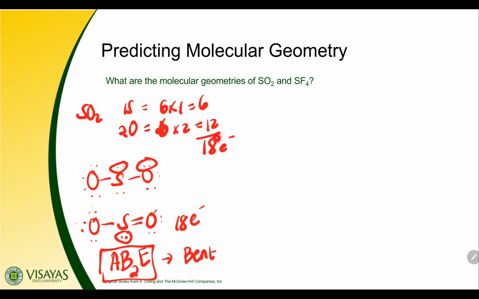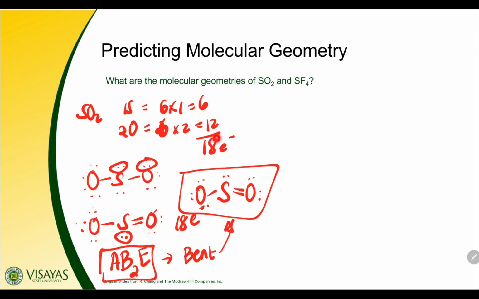So to draw SO2, we have our sulfur in the center, and then we have our 2 oxygen atoms and a lone pair on the sulfur. Then we complete the lone pairs on the oxygen as well. Okay, so that is SO2, the molecular geometry of SO2, which is bent.